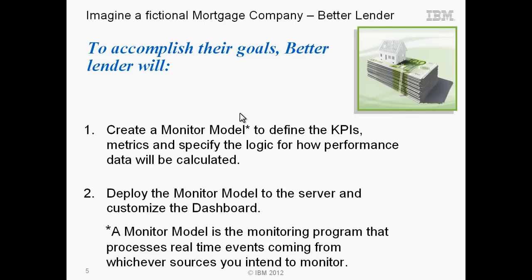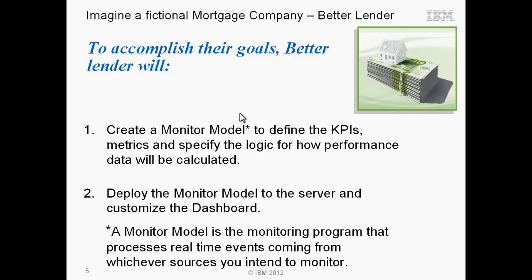Now, in order to accomplish their goals with the help of IBM Business Monitor, Better Lender needs to gain an understanding of their process, the key performance indicators or KPIs, the metrics, and the business questions at hand. The team then sets out to build a monitor model. A monitor model defines the KPIs, metrics, and other details such as event sources. Once the model is created in the Business Monitor Development Toolkit, it is then deployed to the server and a dashboard is automatically generated. The team then logs in and can customize the dashboard.